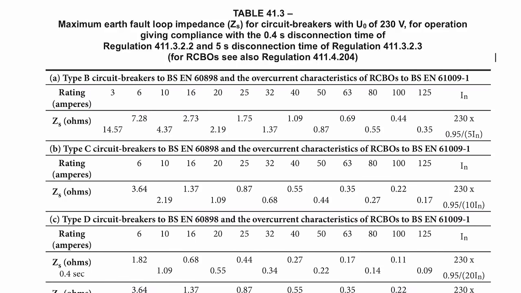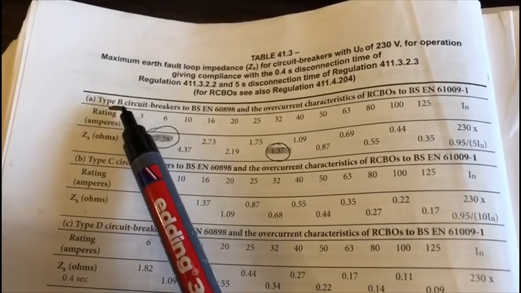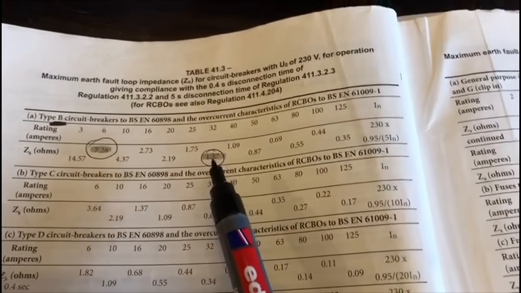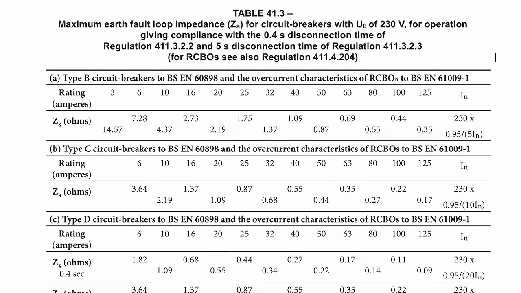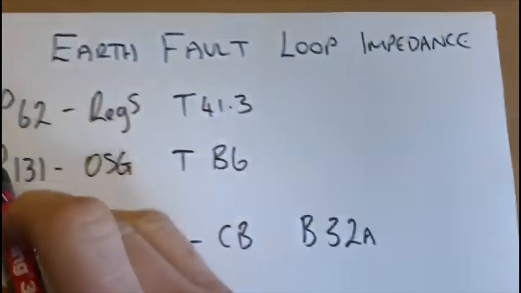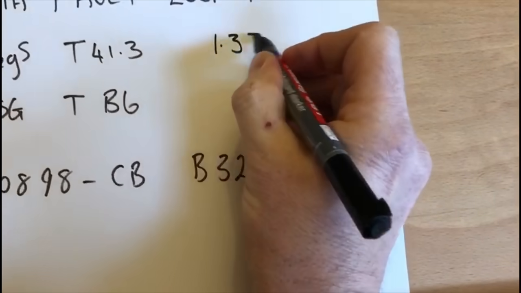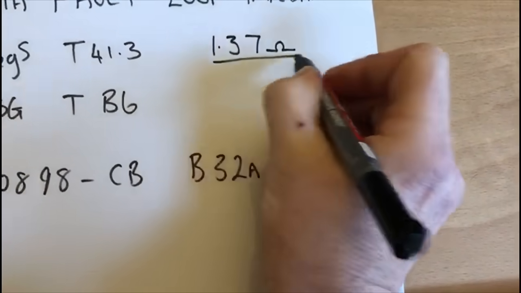If we wanted to look down at C, that's just below, or a D type is also below that, but we are just interested in concentrating on the B type circuit breakers. And in particular, we're going to be looking at a 32 amp. So we're going to be looking at the 32 amp here and the value that it's got there. As you can see, that value reads 1.37. So if we're looking under the regs for a B type, it's given us a value of 1.37 ohms.